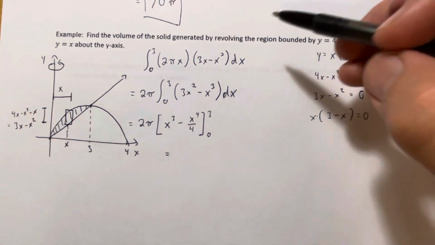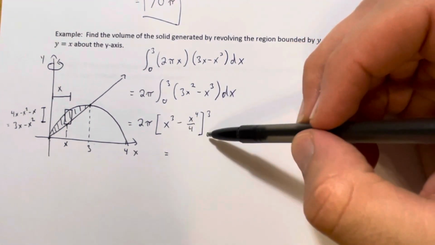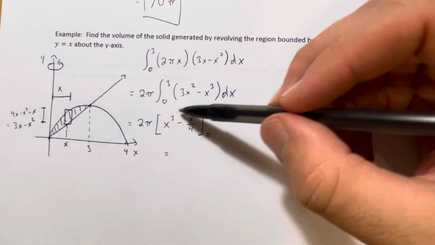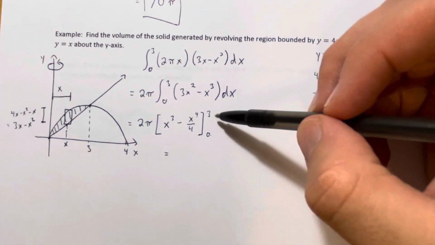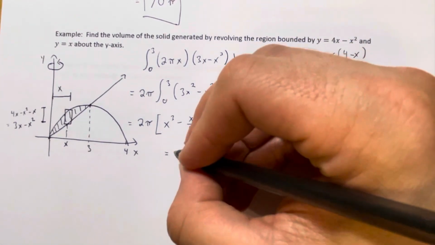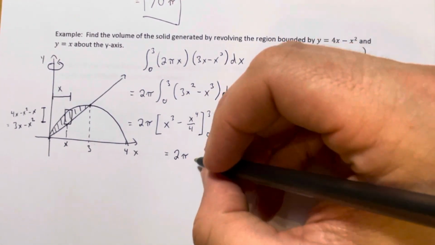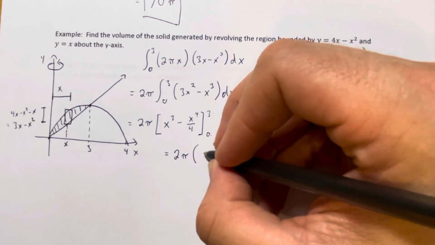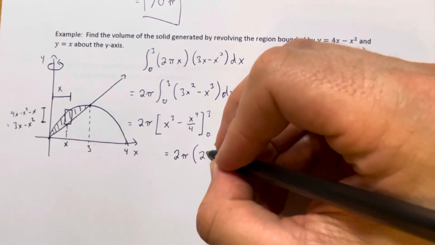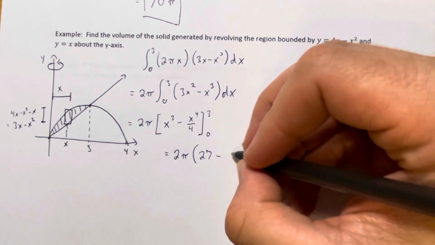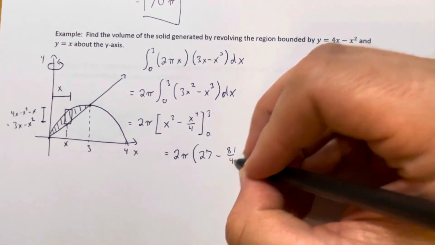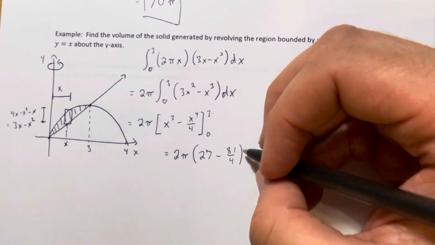I can see pretty clearly here that if I plug a 0 in for these x's, I get a 0, which contributes nothing, so I'm just going to be plugging my 3 in here. I have 2 pi times 3 cubed, which is 27, minus 3 to the 4th power, which is 81 over 4. And I'm looking at my notes.